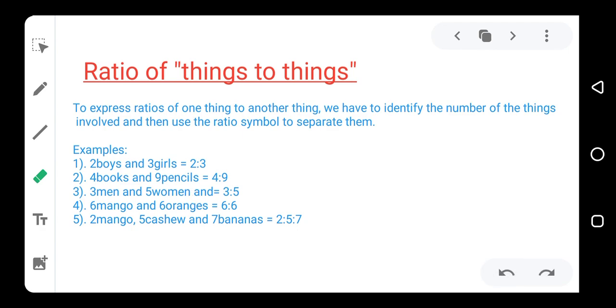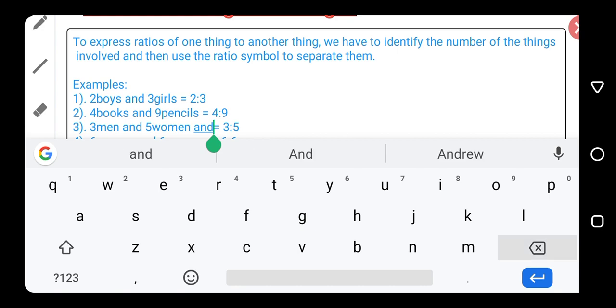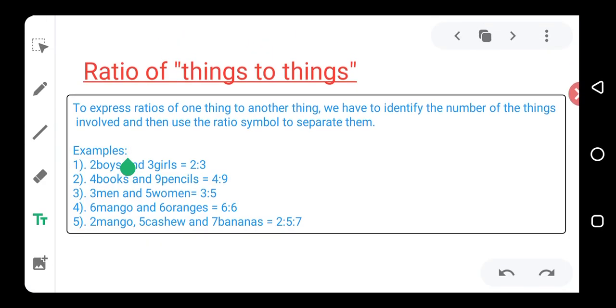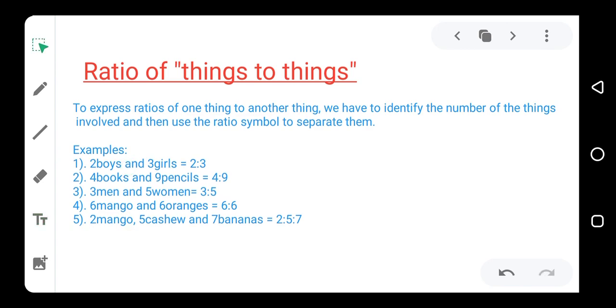So this is how to write 3 men and 5 women. We write 3 and put the ratio symbol and then put 5.